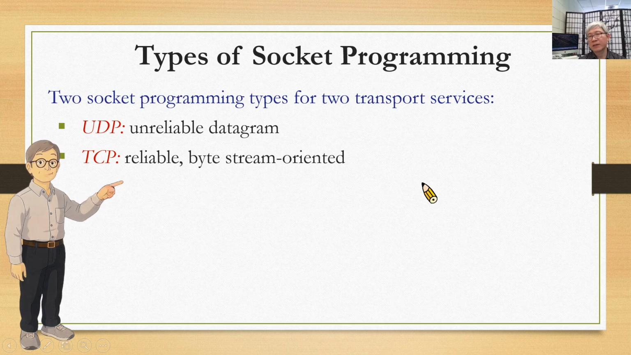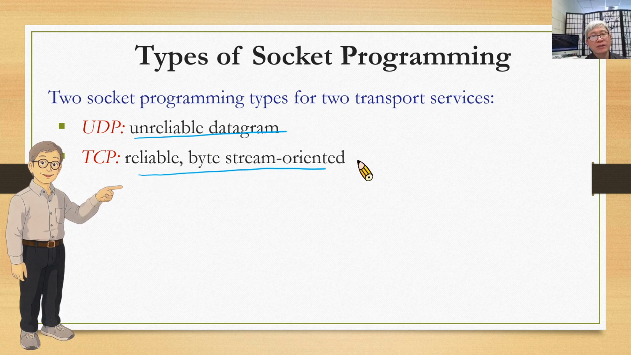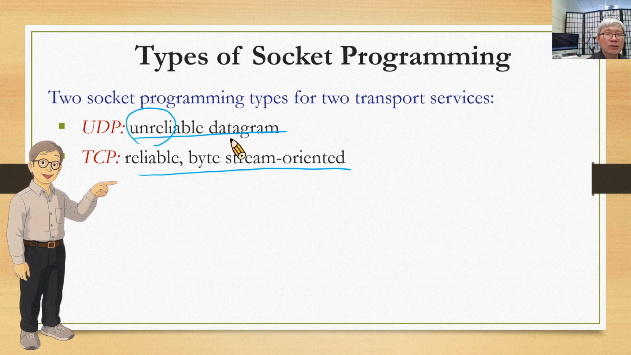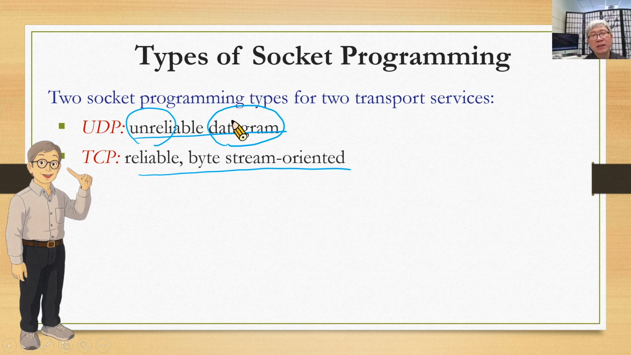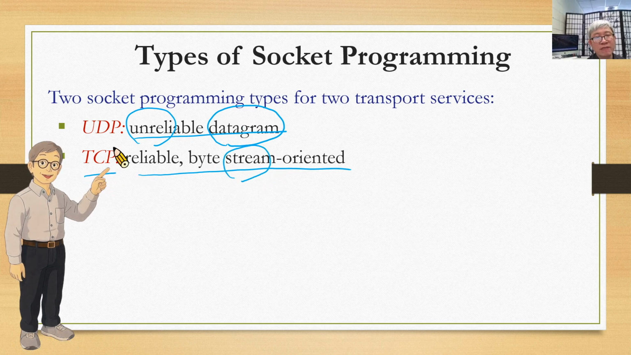Types of circuit programming. We have two types. One is unreliable datagram and the other is reliable byte-stream oriented. So we have these two types, and the first one, unreliable. We will use datagram using a name later to define the circuit for UDP programming. And for TCP, actually, we will use stream and define the circuit for TCP.